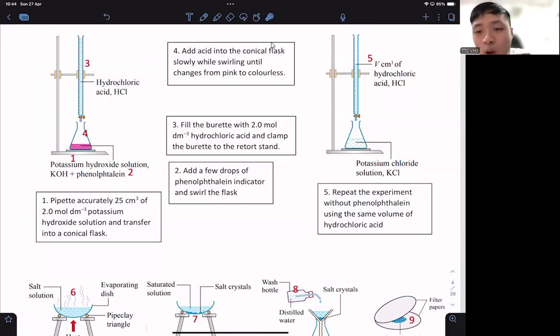But how do I know how much volume of HCl I need? That's why I refer to the first one. Let's say the first one I used 25 cm³. The second time, same thing, I just open 25 cm³, then I stop. Now no need to see color because I already did it the first time. I just put in the same volume, same molarity, then I will get the same result.